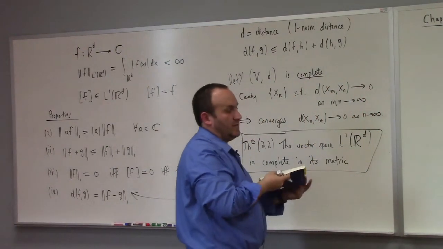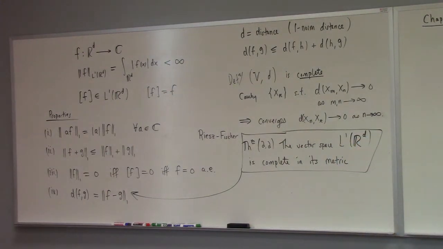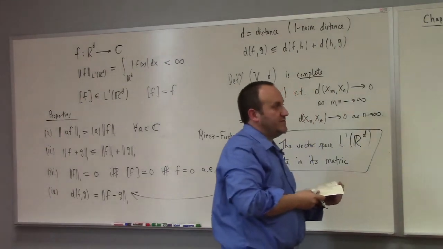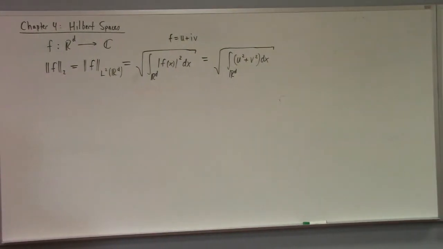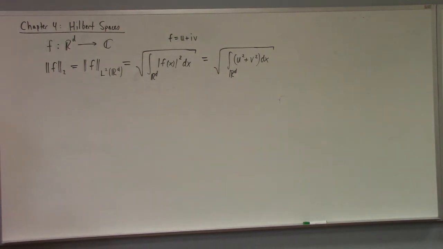Now, of course, if we were to write f equals u plus iv, what this really looks like is the square root of the integral over R^d of u squared plus v squared dx, right? I mean, that's what's actually going on here. But this will reduce to just the plain old square if we're working with a real valued function. It's just the integral of the square of the function. That's the 2 norm. Well, the square root of that's the 2 norm.